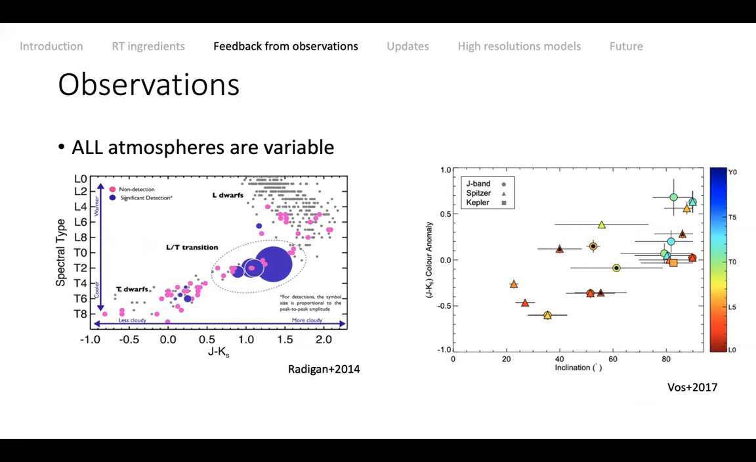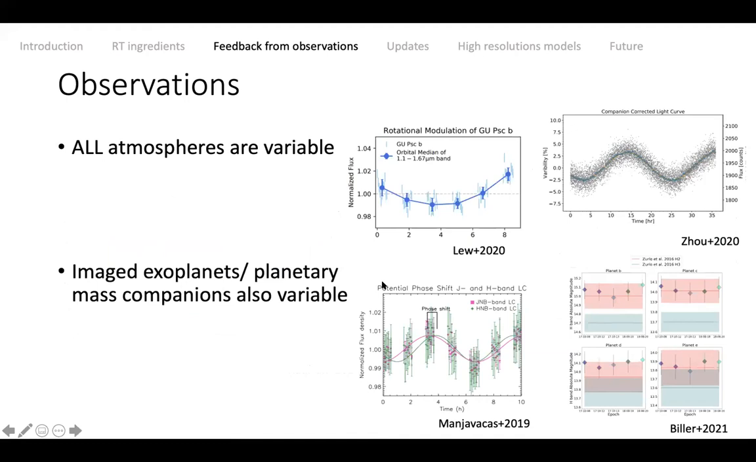It's not only the LT transition brown dwarfs I showed you in the previous slide and some Y dwarfs here, but it's more a matter of viewing geometry whether we will see them varying or not, as was shown by Johanna Vos and collaborators back in 2017. By that, we mean that if you imagine observing Jupiter equator on and you have the Great Red Spot, it would pass in and out of view, so you would see variability, right? But imagine now Jupiter and you see it pole on, you would see no variability from the Great Red Spot. So all brown dwarfs should be varying. It's just a matter of how we view them, whether we see that variability or not.